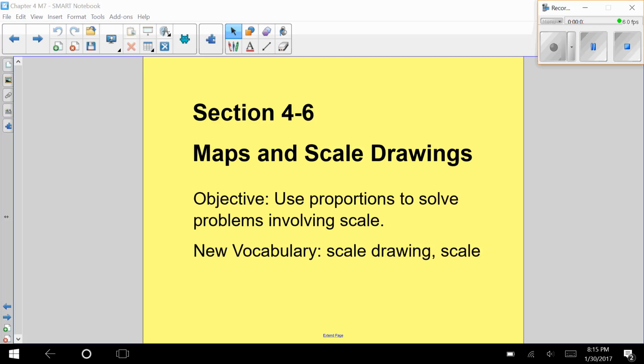This is section 4.6, Maps and Scale Drawings. Our objective today is to use proportions to solve problems involving scale.